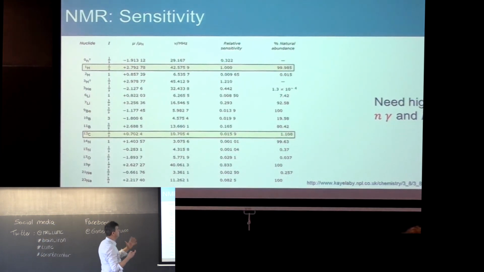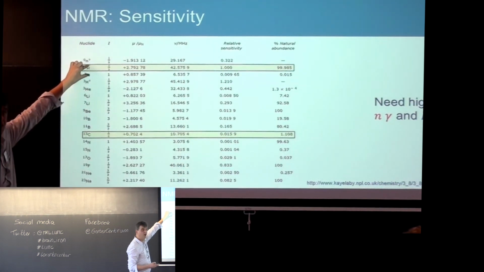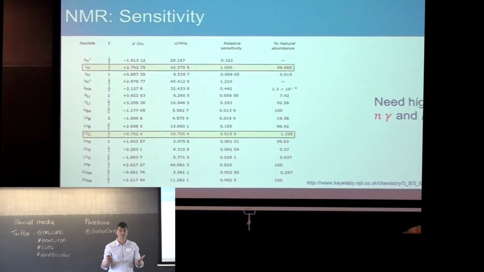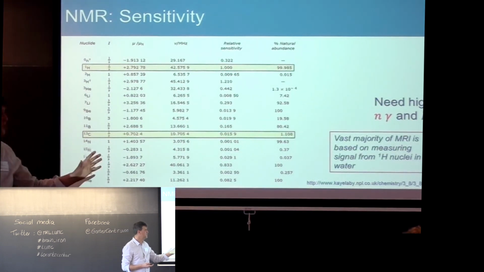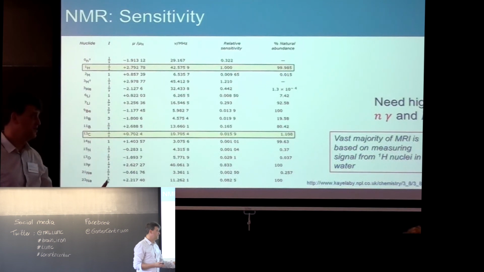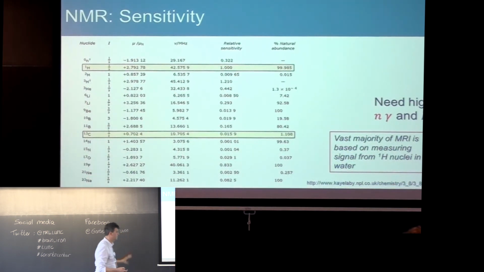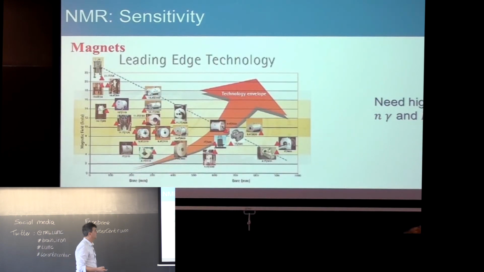So the situation is that it's actually quite hard. If you want to make images with high resolution, you generally rely on looking at hydrogen nuclei because of their high gamma, and also because there are lots of them around, because in biological systems there's a lot of water present. So the vast majority of MRI is based on measuring signals from hydrogen nuclei in water. That's something to bear in mind. It's not easy to just make an equivalent image with another nucleus which might have an NMR signal.